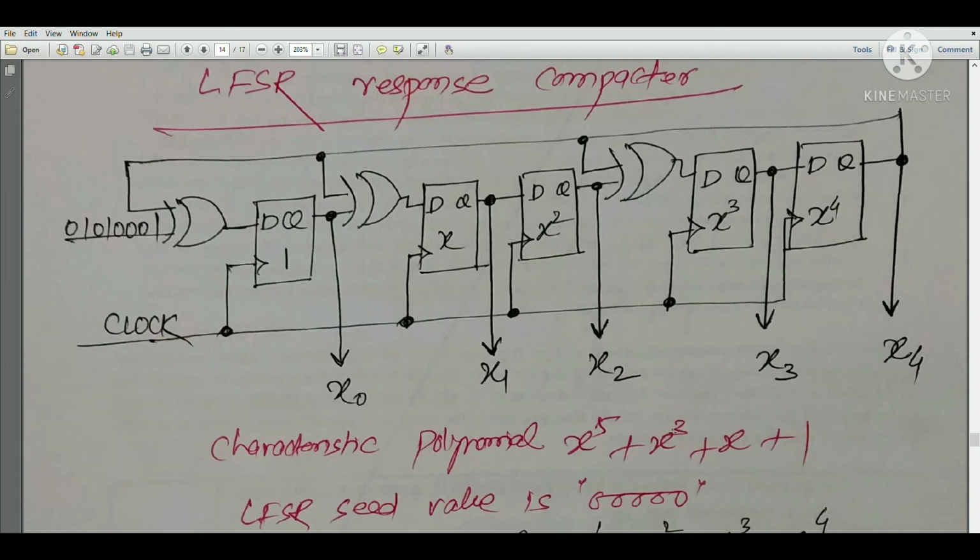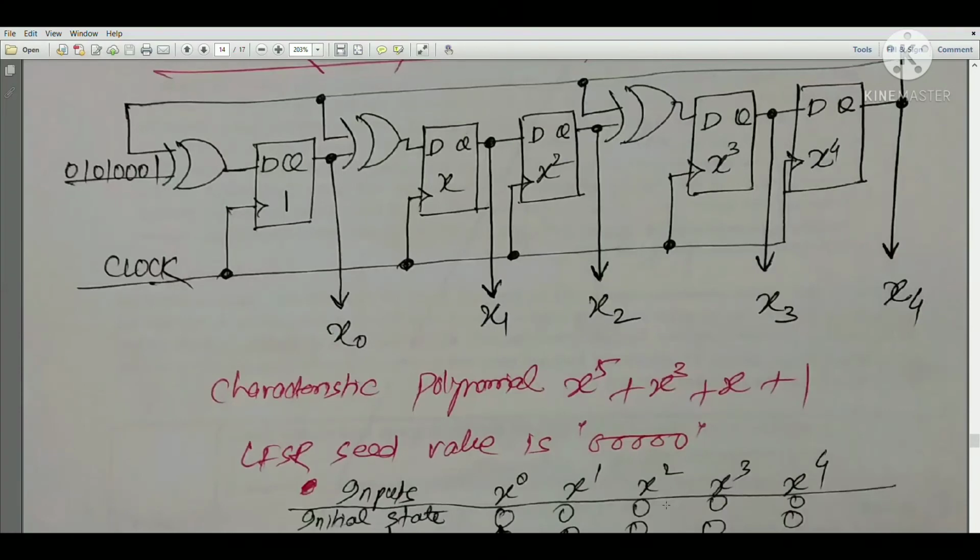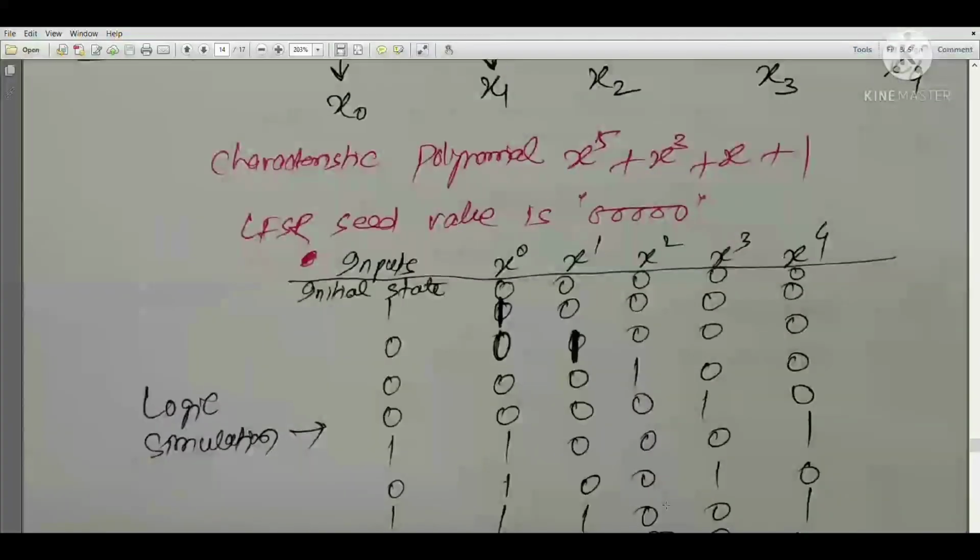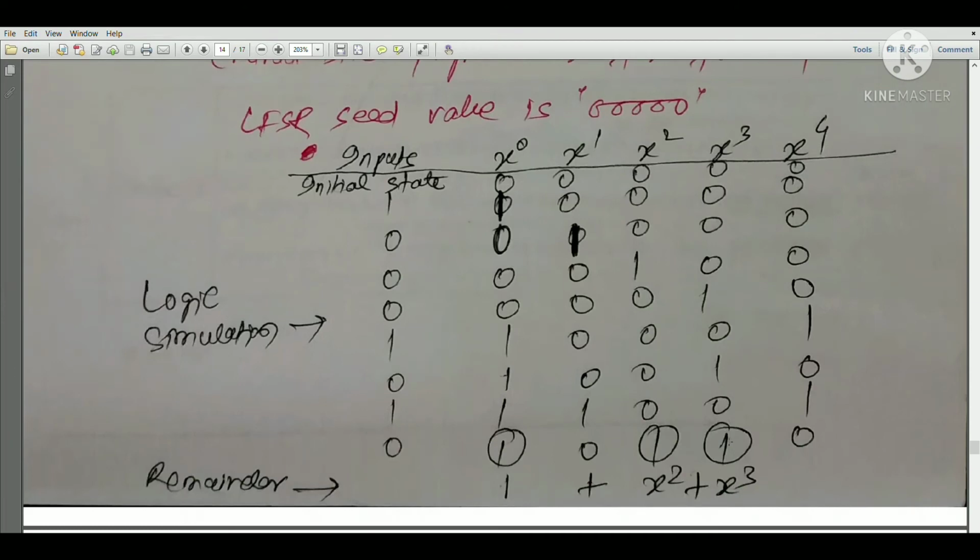Now the LFSR seed value for this particular example is 0 0 0 0 0. So we are initializing the LFSR with 0 0 0 0 0. Here you can say x to the power 0, x to the power 1, x to the power 2, x to the power 3, x to the power 4. The initial state is 0 0 0 0 0, and we are applying the logic simulation with the pattern 1 0 0 0 and 1 0 1 0. This is the pattern that we are applying for the logic simulation.